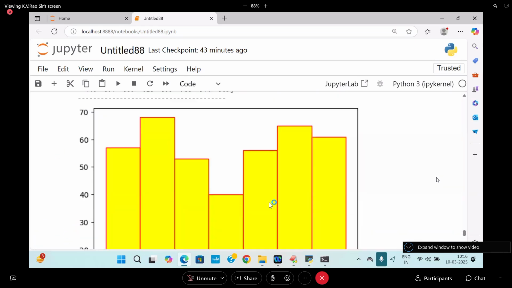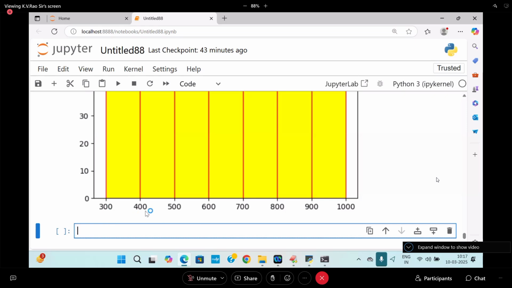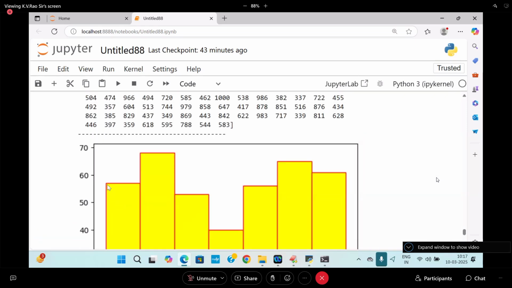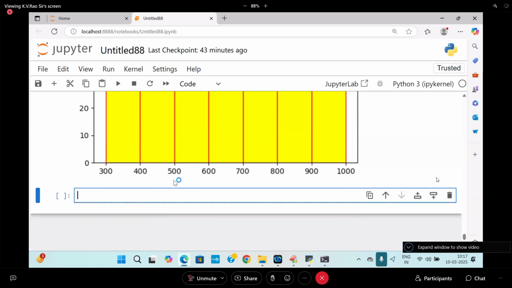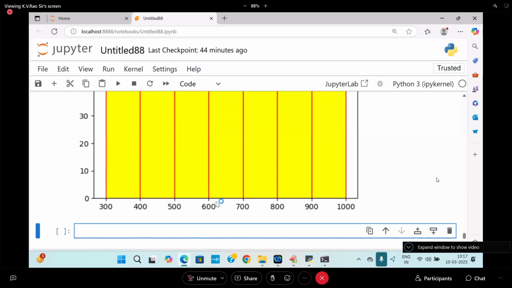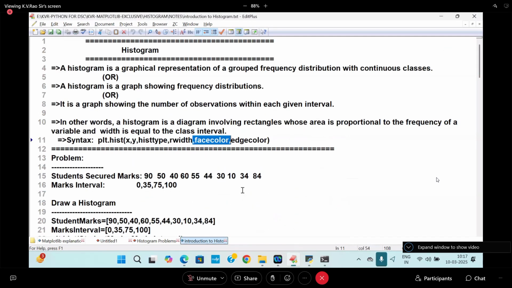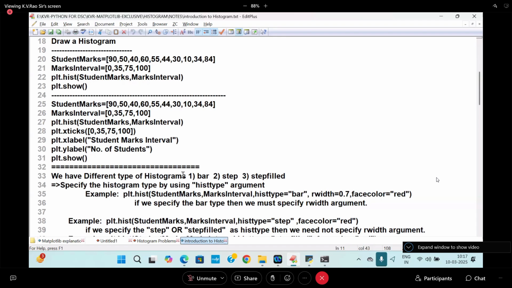So try to understand. This is going to show something like this. What is this now? 300 to 400. What will be the number of lamps in this case? Almost 58, 57, something like that. Next is 400 to 500. It is showing something like this. All of them are showing like this. Are you able to follow now? Right. This is about face color and edge color, which you are understanding. Rwidth will be coming only in the case of bar. So a number of things are there here.